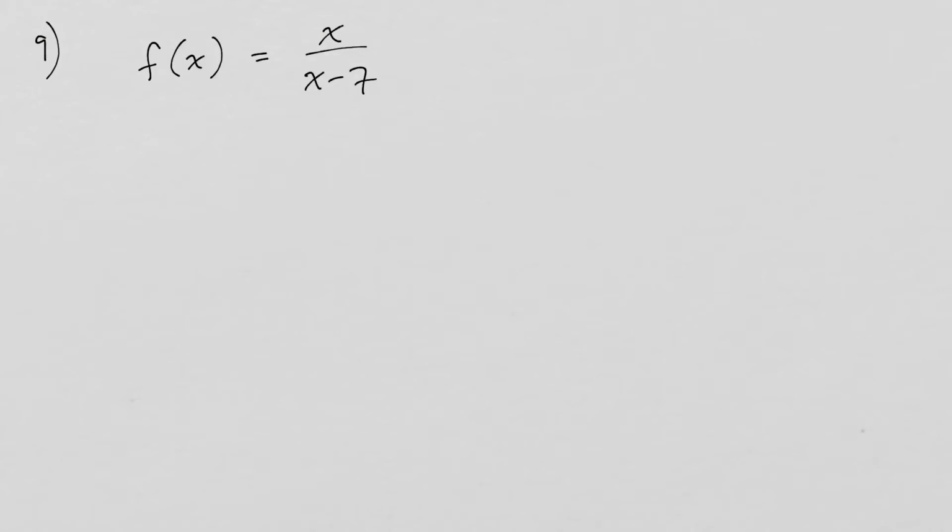Okay, they're asking you to do two things. First, list all the numbers that are not in the domain, and then list the actual domain. Well, x could be anything, almost. X could not be anything that would make the denominator of this fraction equal to 0. So if x were equal to 7, we would have a 7 minus 7 or a 0 in the denominator, and that's not allowed. So the only number not in the domain is 7.